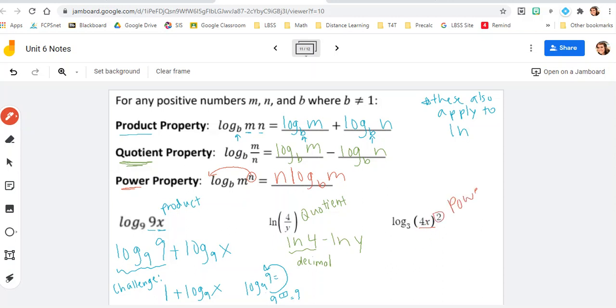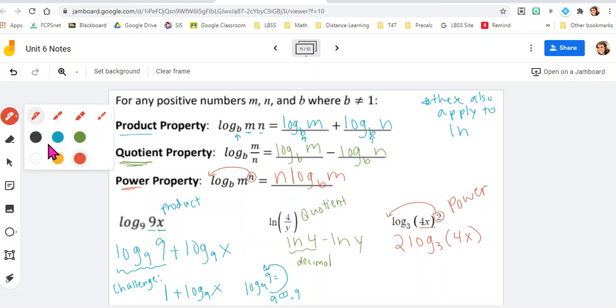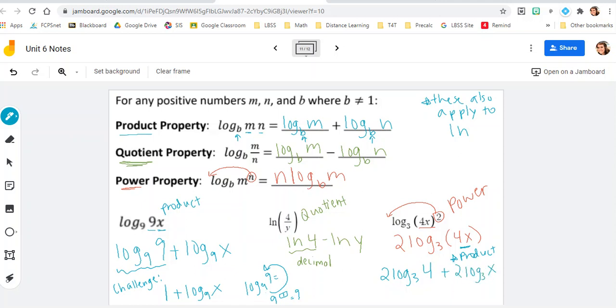All right, and lastly, we've got 4x raised to the second power. Here we have a power, so we're going to use our power property. I can rewrite this with 2 down in front because the exponent comes to the front: 2 log base 3 of 4x. And if we look closely, we've actually got the product rule as well. That's what's going to happen with some of these, that you can continue to rewrite it a few different ways depending on what you have in your logarithmic function.